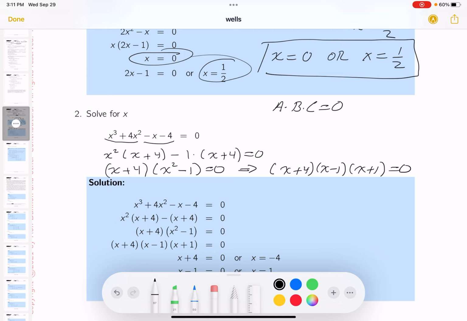Well, what do I know about this? x plus 4 equals 0, or x minus 1 equals 0, or x plus 1 equals 0. So what do you get over here? x equals minus 4, or x equals 1, or x equals minus 1. I'll put a box on that.